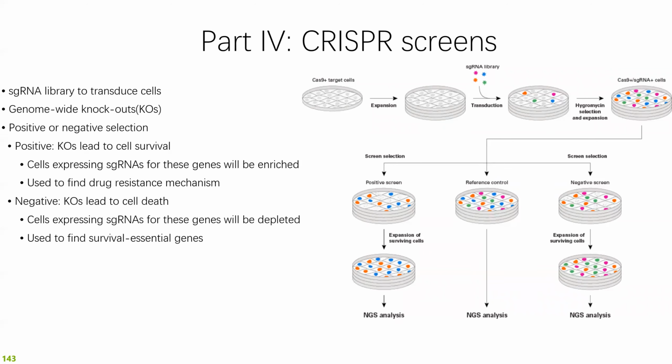And for negative selection, knockout of genes will lead to cell death. So that means cells expressing sgRNAs for these genes will be actually depleted. And clearly, this can be used to find survival essential genes. Like if it is knocked out, the cell will die. This indicates that these genes may be crucial for cell survival.